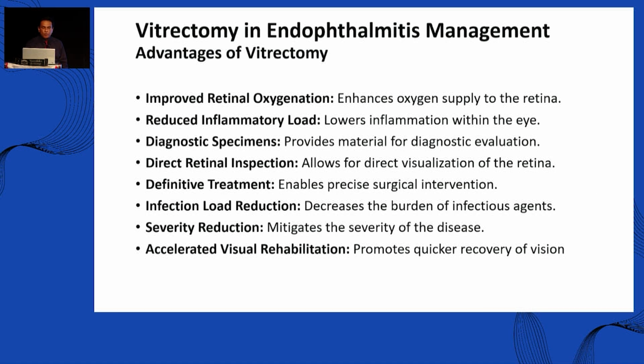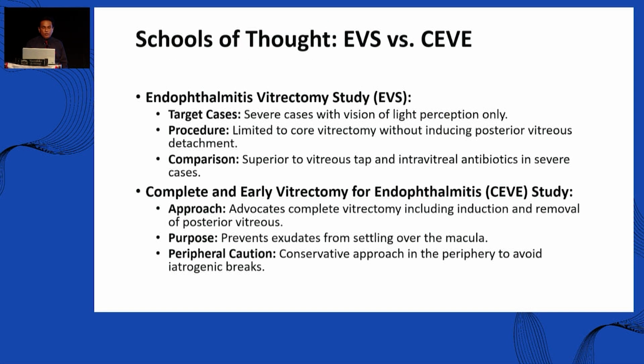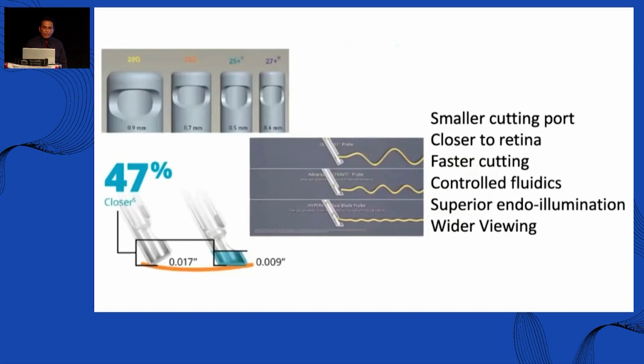So vitrectomy in endophthalmitis management is sometimes advantageous. Nowadays, we go straight away for early vitrectomy. In the EVS study, the vitrectomy was delayed, or they did only a core vitrectomy, and they didn't recommend full vitrectomy because of the fragility of the retina. But later studies show that complete vitrectomy is more beneficial. Why? Because of the newer cutters, we can go very close to the retina, even on the retina, and we can do a better vitrectomy. So we are very safe.